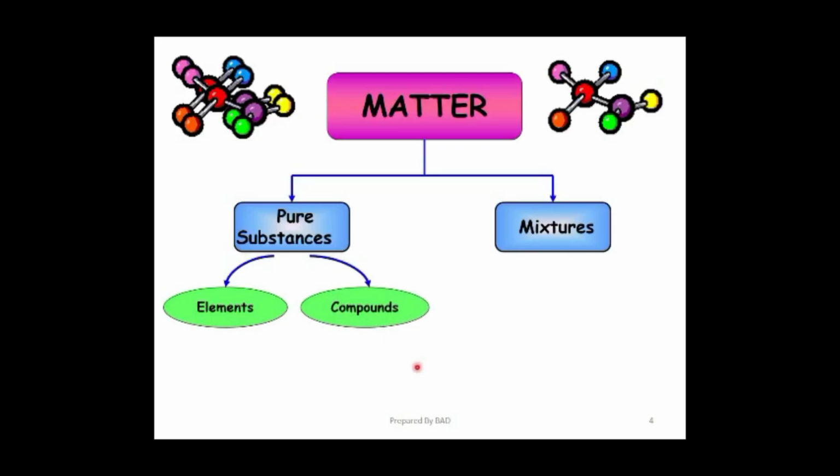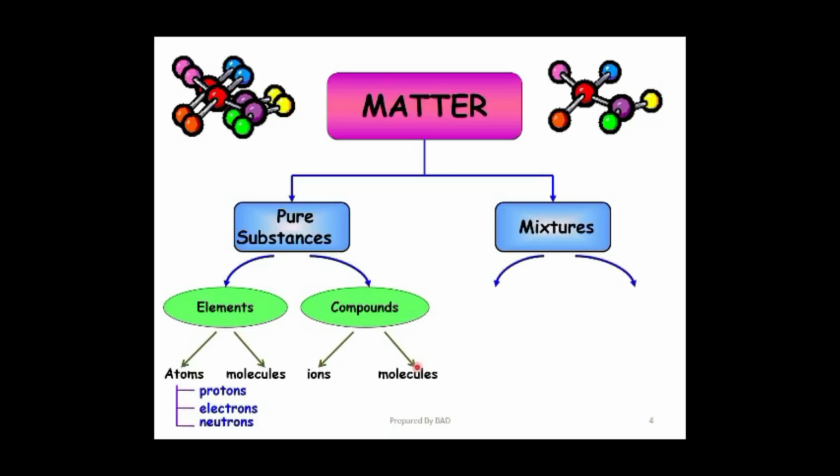Pure substances we can divide into two categories: elements and compounds. Elements include atoms and molecules. In an atom itself we have subparticles, proton, electron and neutron, that you have learned previously at secondary school. And compounds we can divide into ions and also molecules.